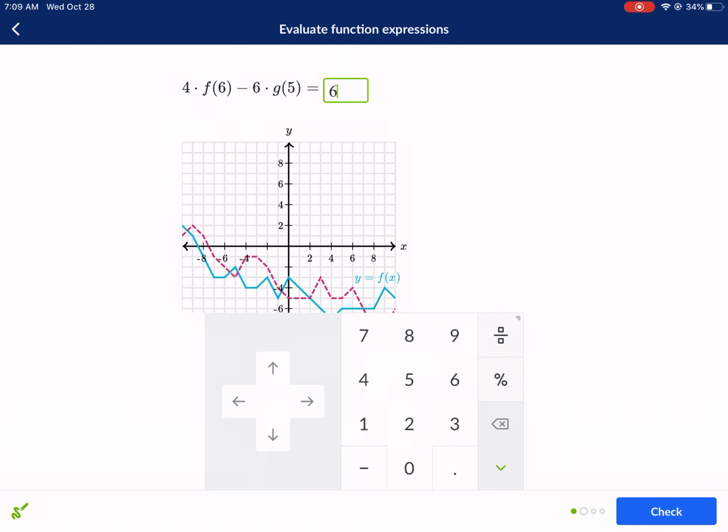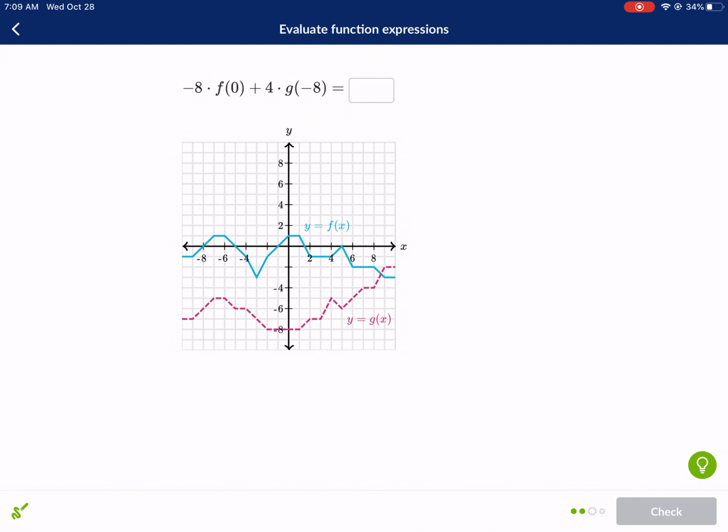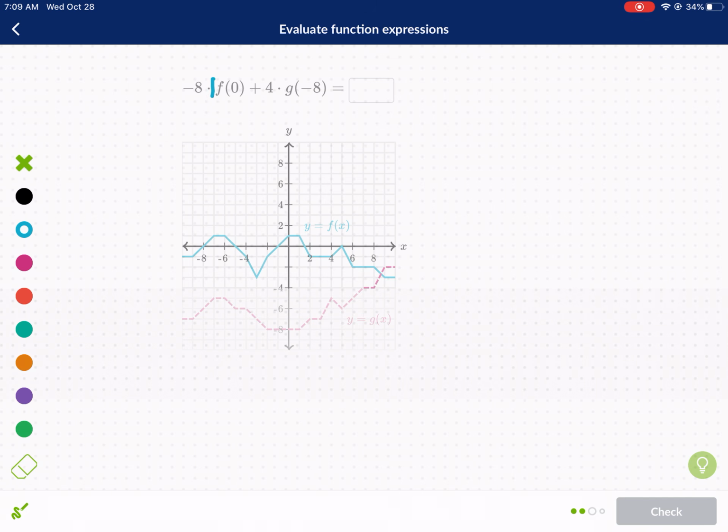We get 6. Maybe we can speed this up a little bit so I don't have to be so thorough. So we're going to go first to f of 0. So f of 0 means our x value is 0. We're going to see where the function is at 0, and it's at 1. So we know this is going to be the value of 1. For our g function, we have negative 8. So we're going to go over here to negative 8 for x, and we go down this time. And what do we get? It looks like we get the y value of negative 6.